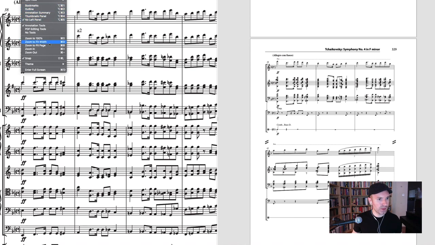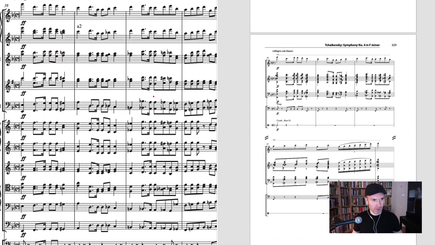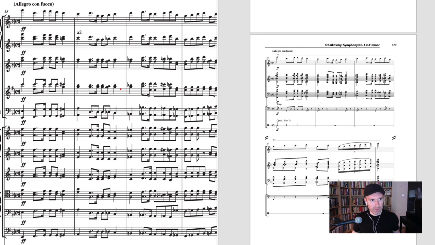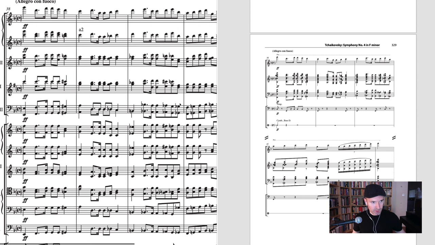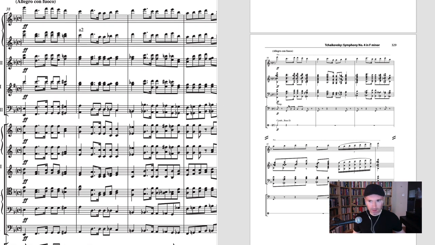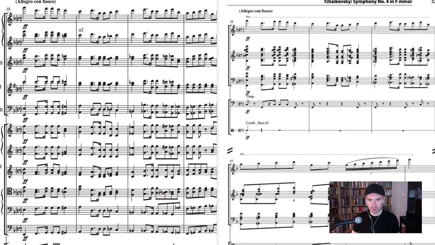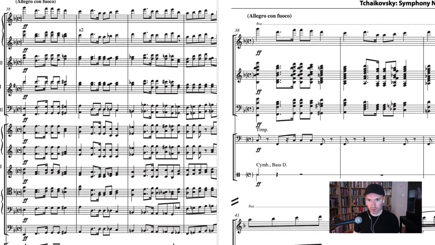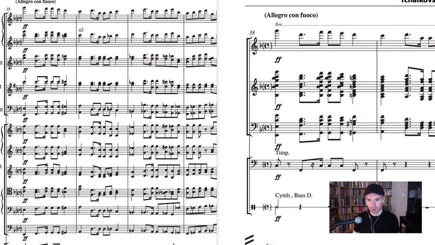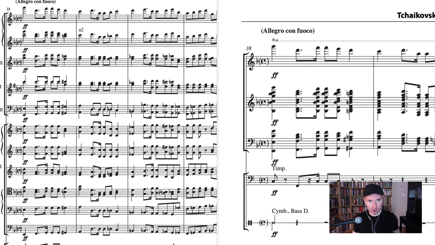Full screen. Oops. So, and this is the condensed score. Let's take the first measure only. We have a melodic line here. The piece is in F major.